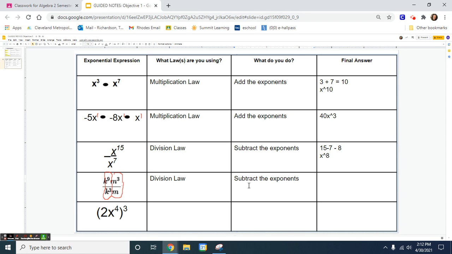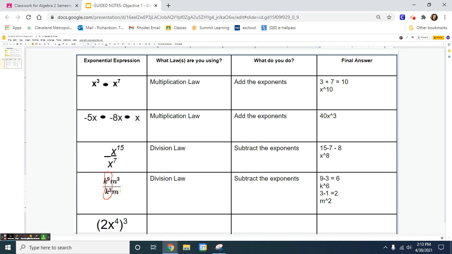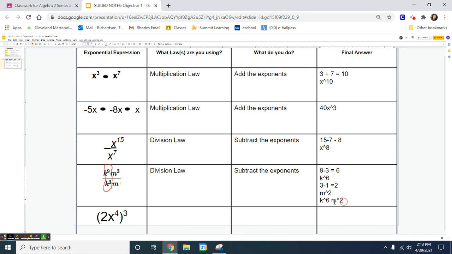So let's do our k's first. I know I'm subtracting my exponents, so I'm going to do 9 minus 3, which is 6. So now I have k to the 6th. And then I'm going to do my m's. Now, I don't see an exponent down low, but if I don't see one, I can always assume there's a 1. So I'm going to do 3 minus 1, which is 2. So my m is to the 2nd. Watch how I write my final answer. I'm still keeping the k and m separate, but I just want to type it all out. k to the 6th, m to the 2nd. This is your final answer right here.